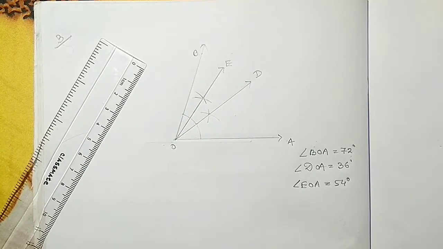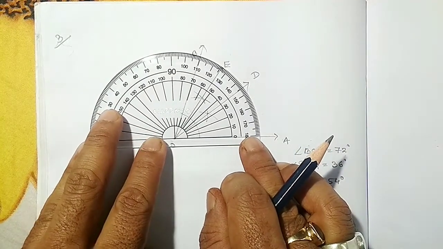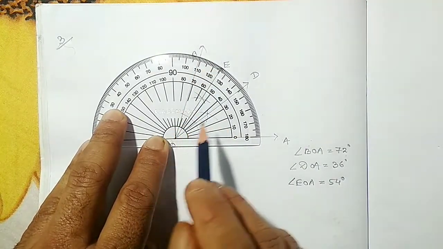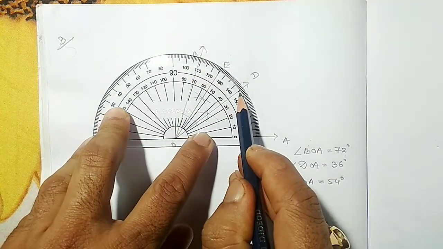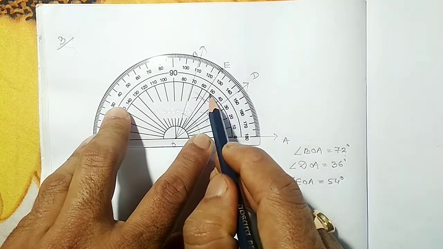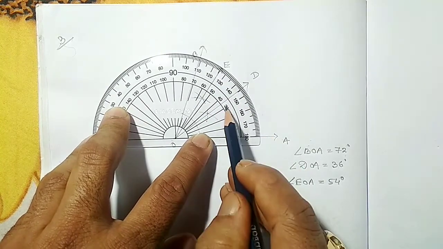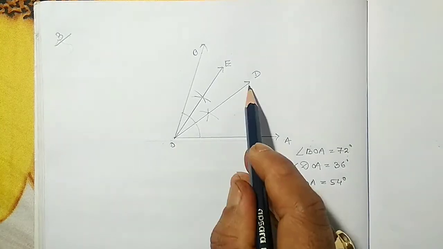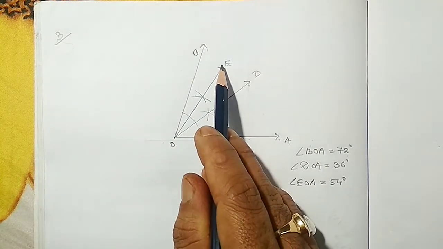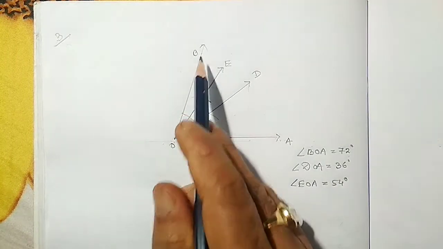Let me check with the protractor whether we are getting or not. So this one is 72. This one is 72. AOB 72. This one is 36. Just check. It is near about 35 point something. That is 36. And this one is 54. Clear? So from here to this much, that means angle AOD will be 36. AOE or EOA, that part will be 54 and AOB will be 72.